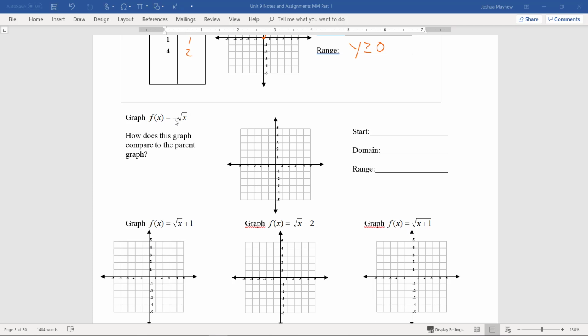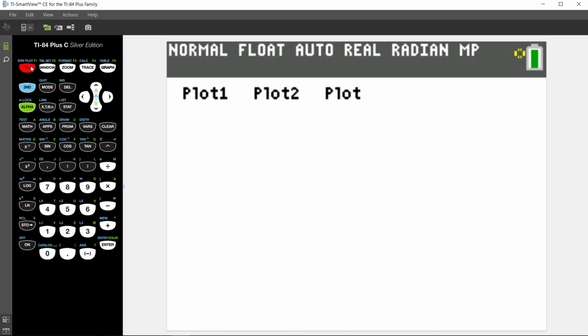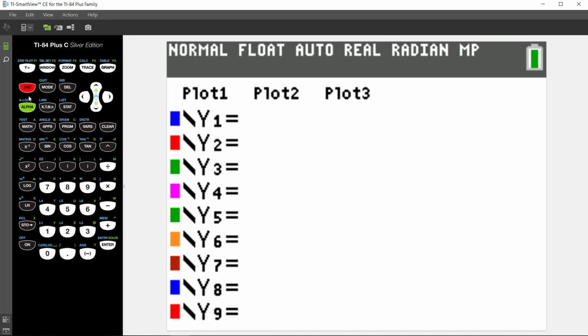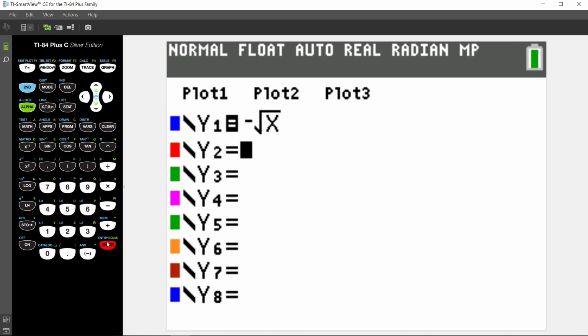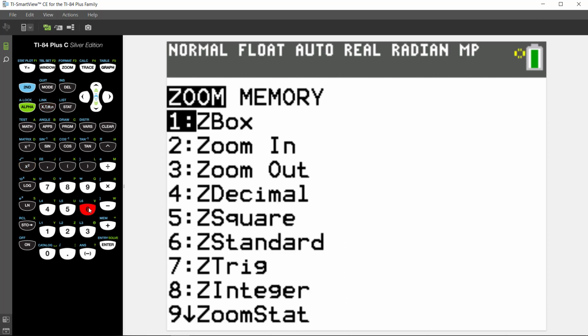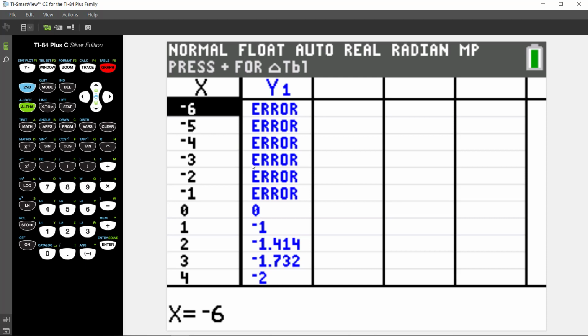f of x is equal to the negative square root of x. Just like we've done, we can investigate the graph by graphing it in our calculator. So I'm going to graph negative square root of x, standard window. As we probably thought, it was going to be a reflection. You can see that it's reflected. I'll make sure I know where that starting point is. The starting point is (0, 0).